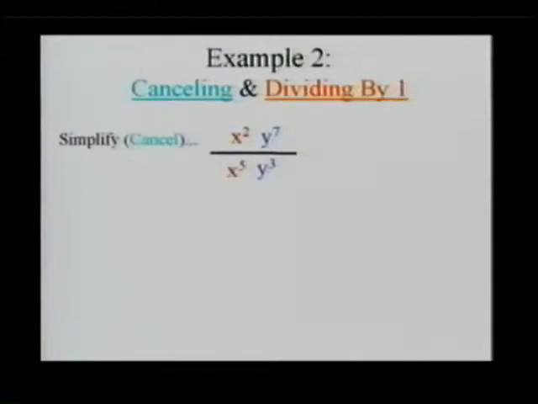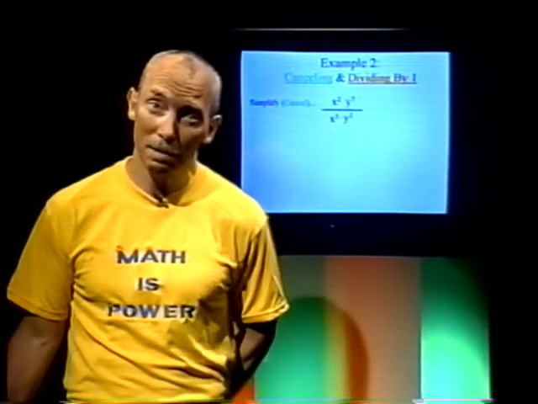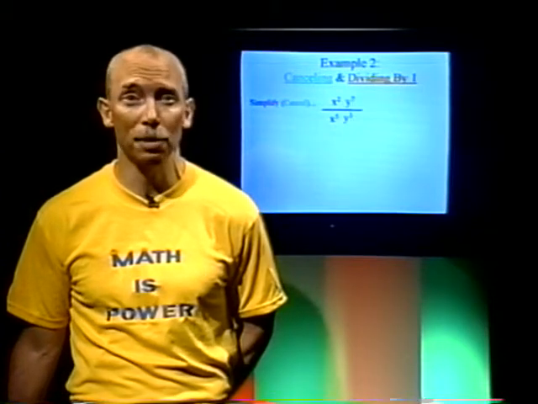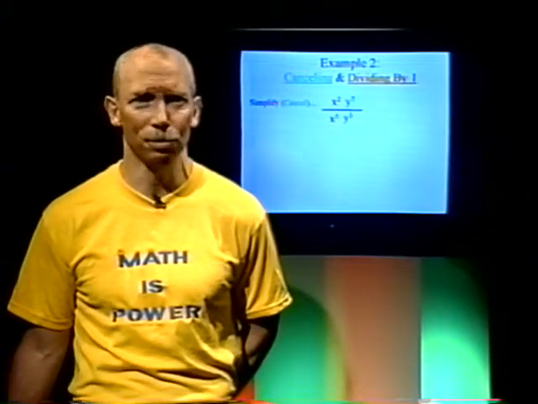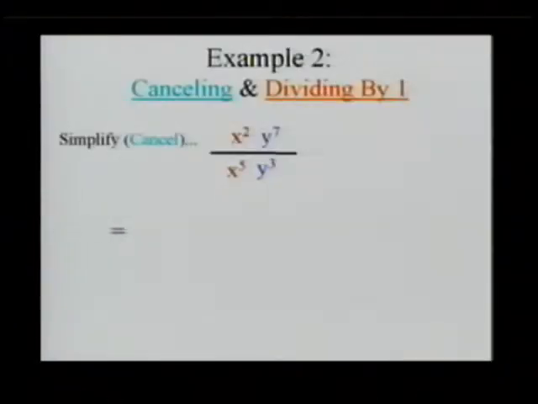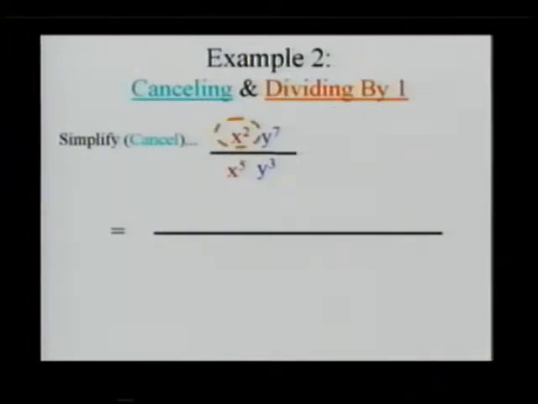Now, don't get nervous if we do the same thing with variables. Okay? Same thing, as long as we divide the top and bottom by the same thing, we're dividing by 1 in one of its crazy forms, perhaps. Okay, let's take a look. In this case, x to the second, y to the seventh, couldn't it be written factored?